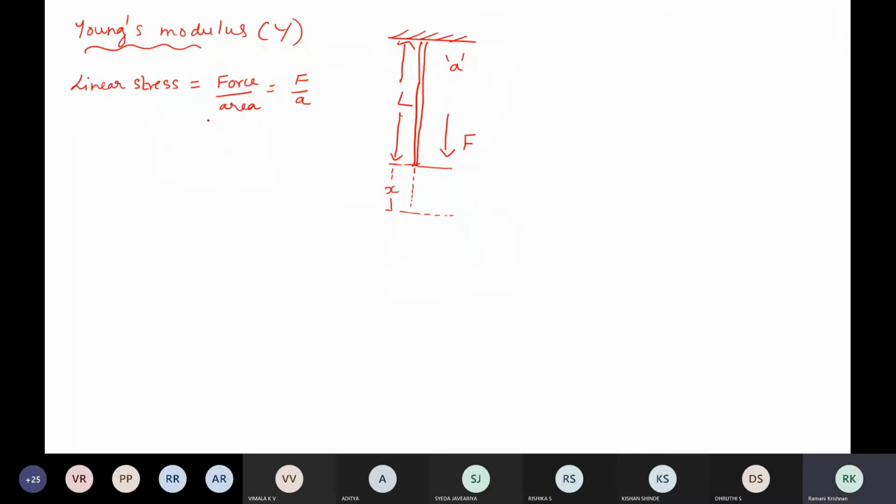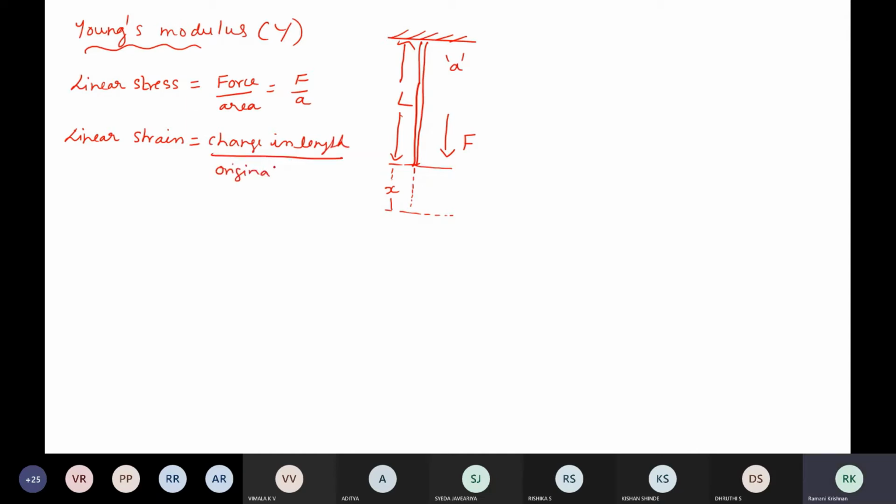So let us define this. Linear stress is also called longitudinal stress. Now let us see what is strain. We'll call this linear strain because length is changing. So linear strain is defined as the change in length to the original length.